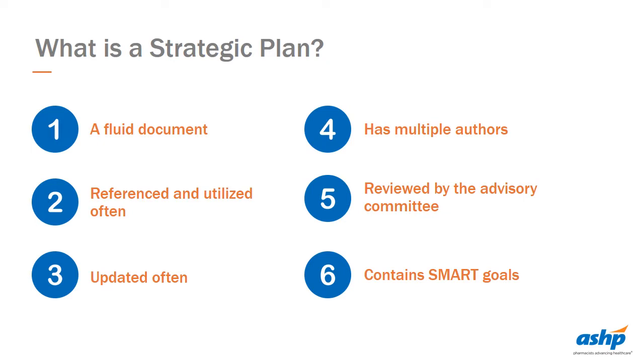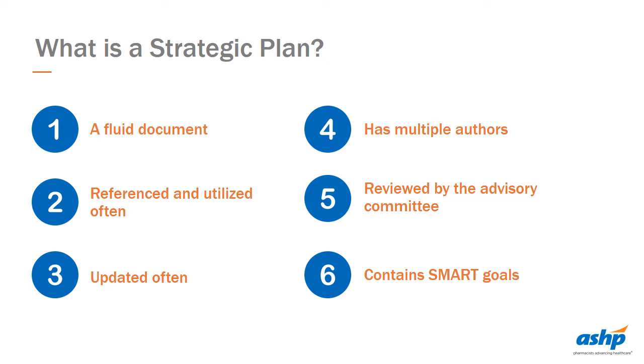Number 4, multiple perspectives are required to make a strategic plan effective, such as members of the advisory committee, program directors, and instructors. This also encourages communication between administration, instructors, and the advisory committee to meet the program's goals. Number 5, the strategic plan needs to be reviewed by the advisory committee so that the goals and objectives are up to date with current community best practices.